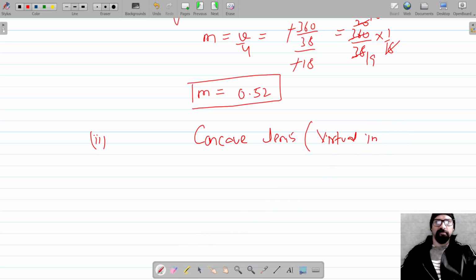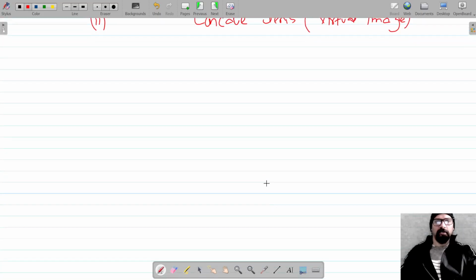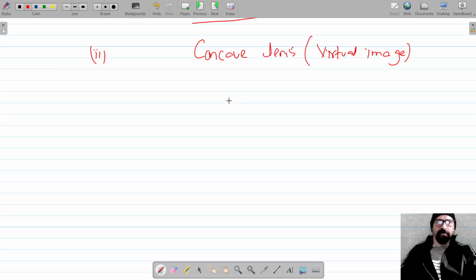Let me show you how the virtual image is formed. This is the virtual image, and now let this be a concave lens.